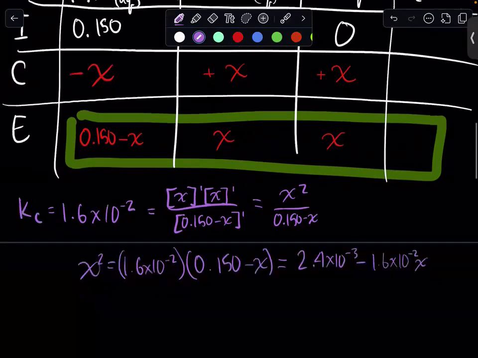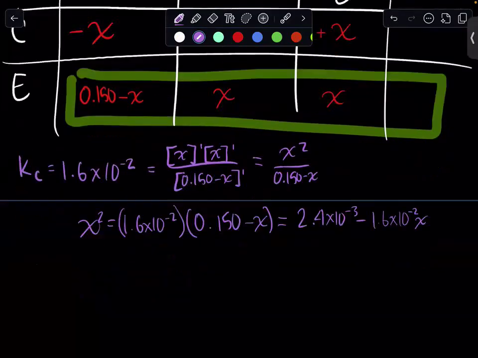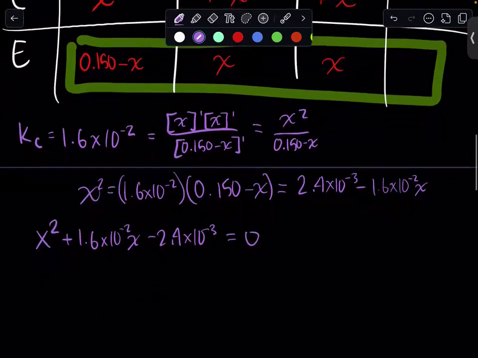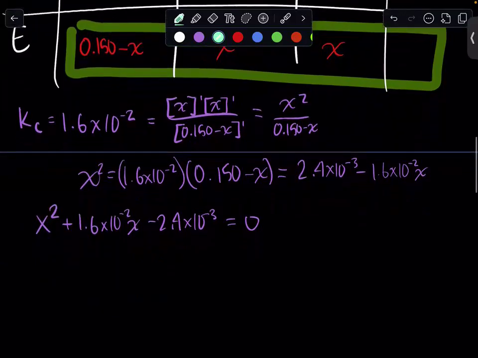I'm going to move all of those over to the same side to make a quadratic equation. So this is going to be x squared, plus 1.6 times 10 to the minus second x, minus 2.4 times 10 to the minus 3, and that's going to be equal to 0. So we're almost there. You can start seeing why this is my least favorite kind of ICE box. It takes a bit of time.